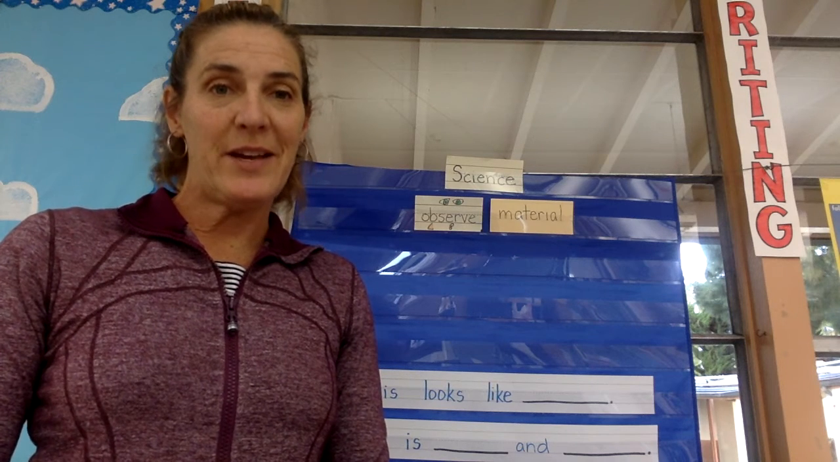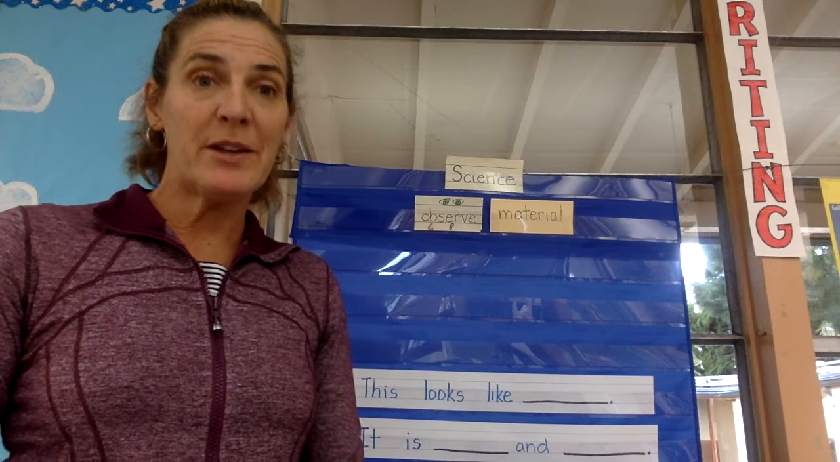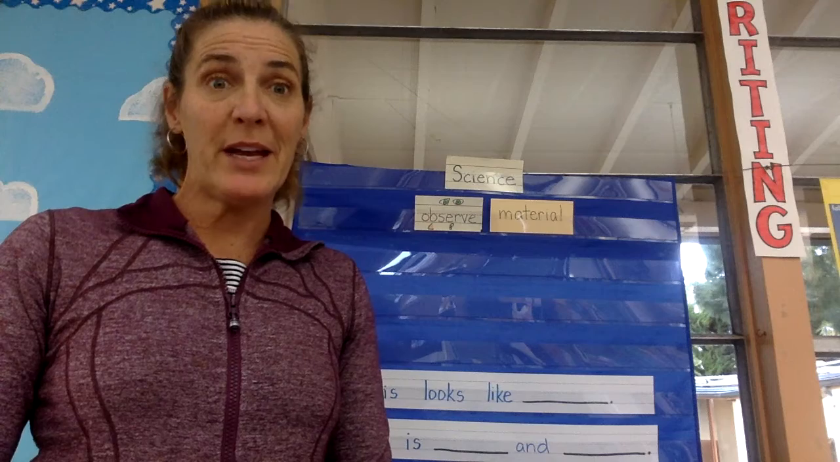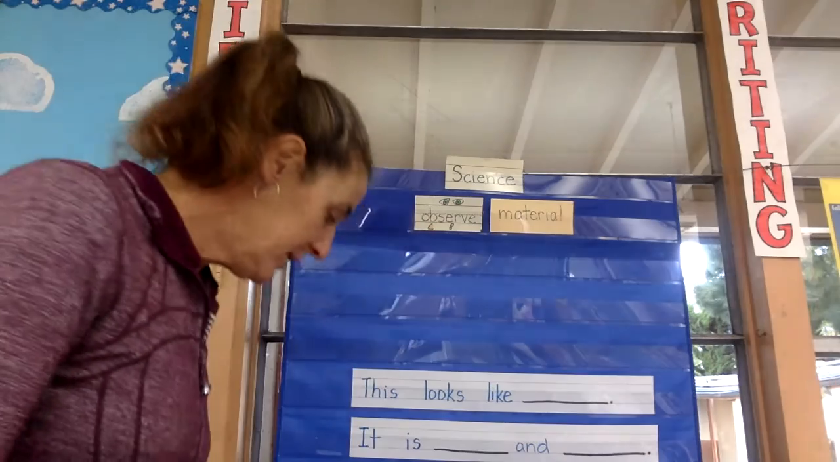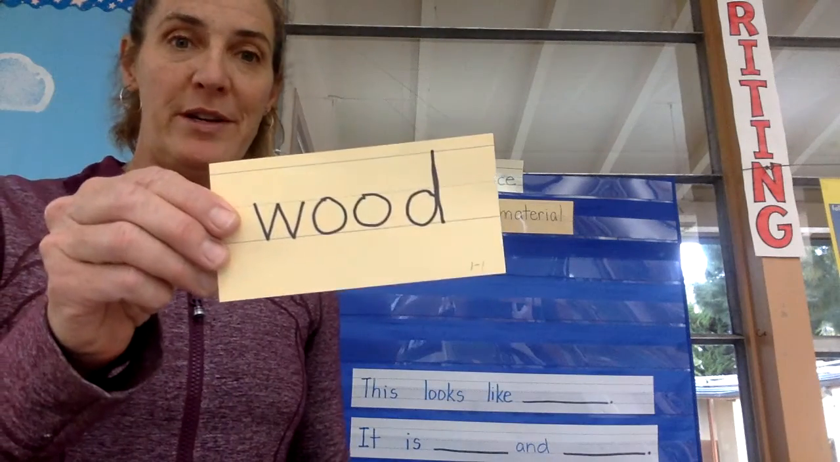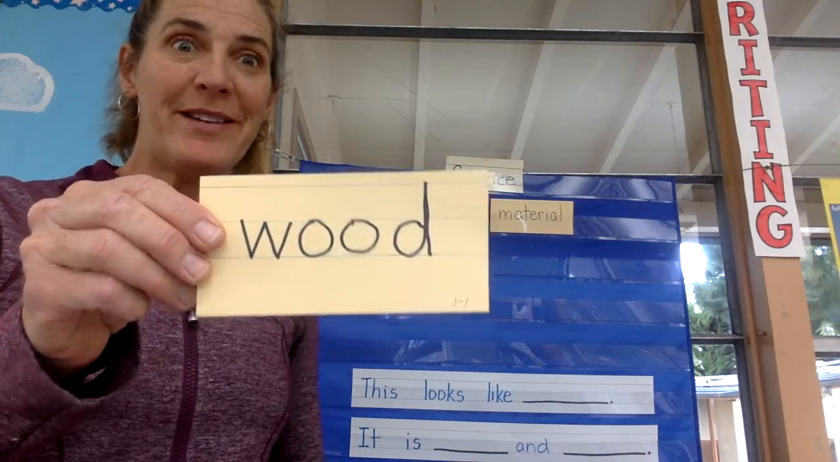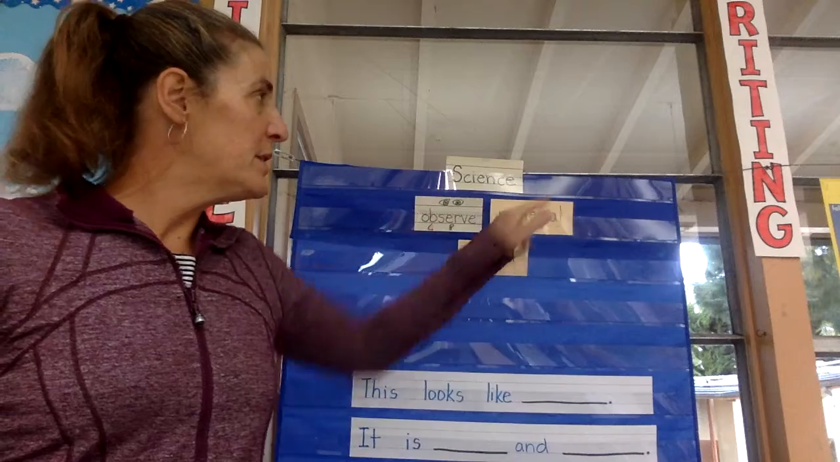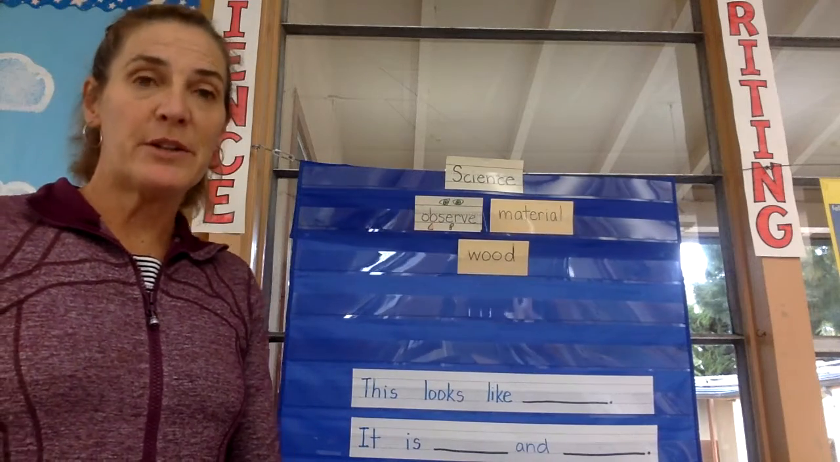Hi, boys and girls. For our new science unit, which is called Materials and Motion, we'll first be looking at materials. Materials are just different things that you can make things out of. And the first material we will be looking at is wood. So this is the word wood. Go ahead and read that, wood. I'll put that right up here. And there's the word material. We'll be looking at materials and wood.